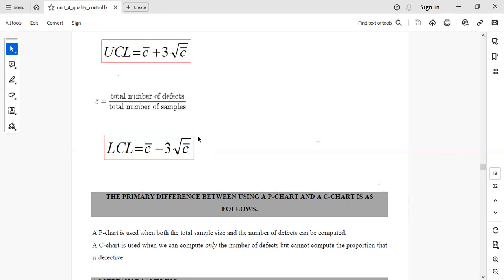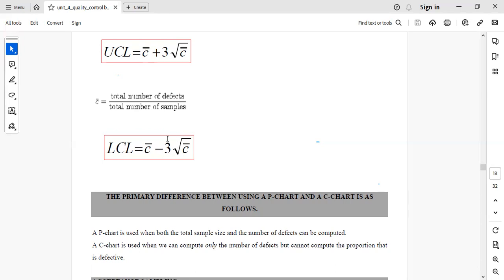And because I don't have the examples in this PDF, I'll be sharing the C chart and the P chart examples. And again, if you go over the internet, you can easily see how we go about the P chart, how we go about the C chart, and so forth.